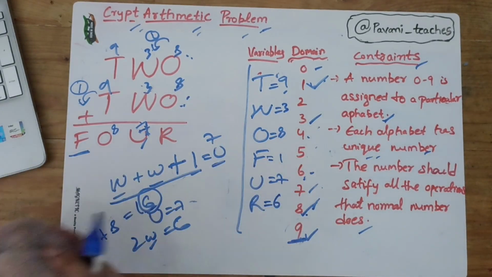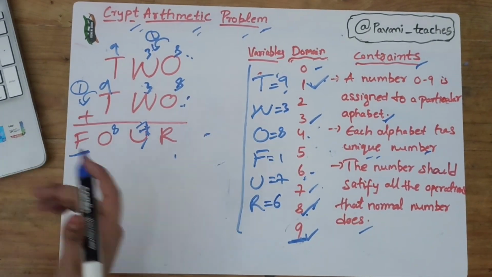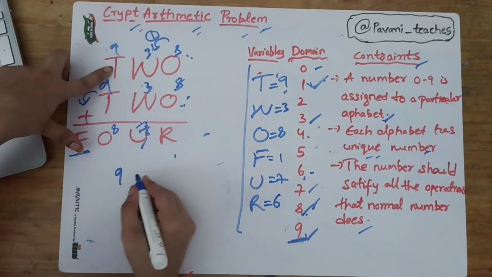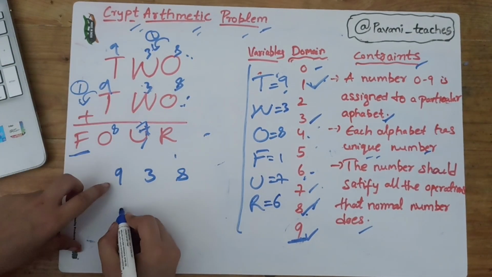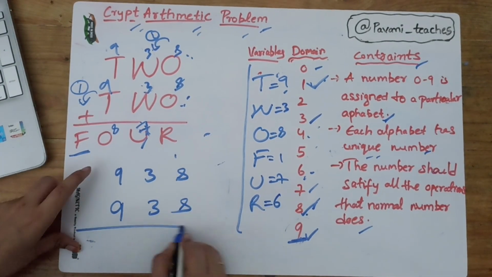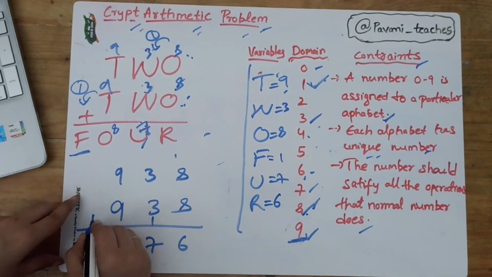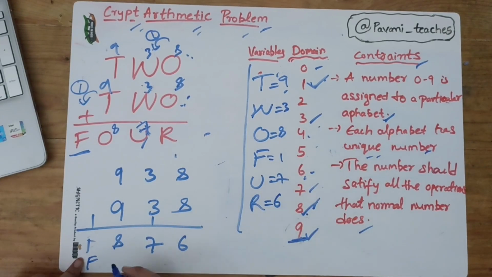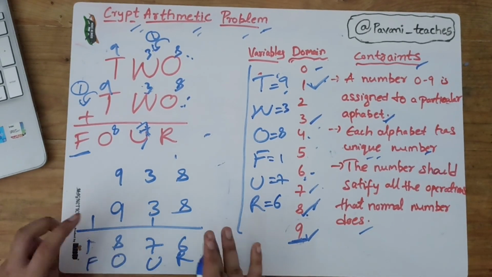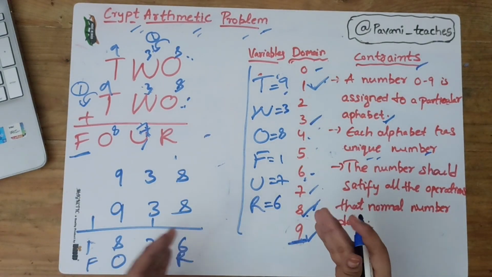Again, now I'll check whether we got the correct values or not. T value is 9, W value is 3 and O value is 8. Again 9, 3, 8. Now I'll add all this: 1, 6, 7, 8, 1. Okay, 1 is F and 8 is O. 7 is U and 6 is R, so we got the correct value. So these are the values for the variables. This is how you have to solve.